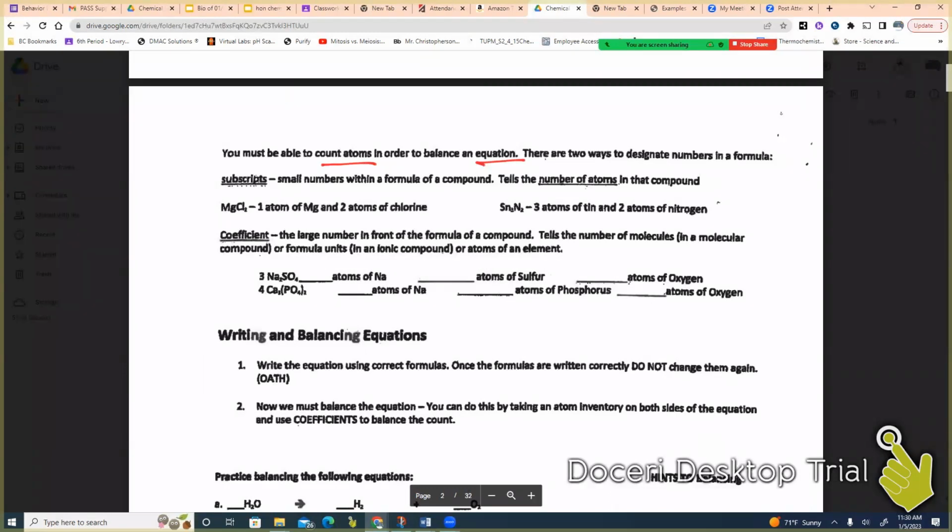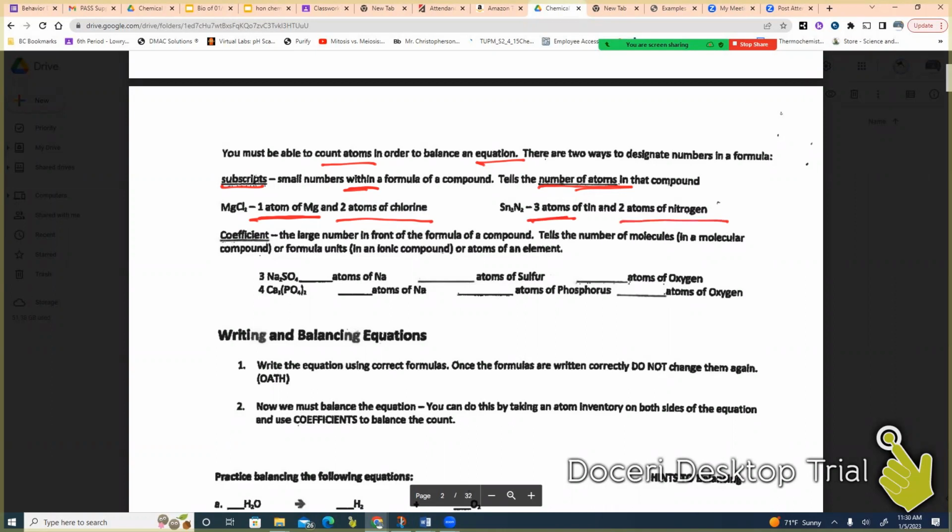We practiced counting atoms whenever we did molar mass. Remember, the subscripts are the small numbers within a formula, and that tells you the number of atoms that are in that compound. If there's not a subscript, then it's an assumed one. So here, MgCl2, that means I have just one atom of magnesium. And since the Cl has a 2, that means I have 2 atoms of chlorine. Same thing here, tin nitride. They both have subscripts, so that tells me I have 3 atoms of the tin and 2 atoms of the nitrogen.